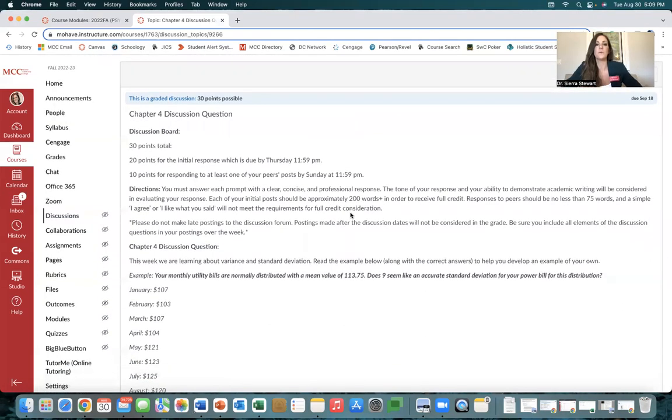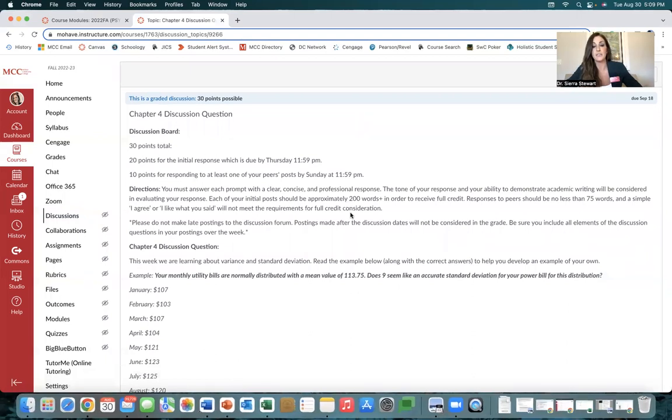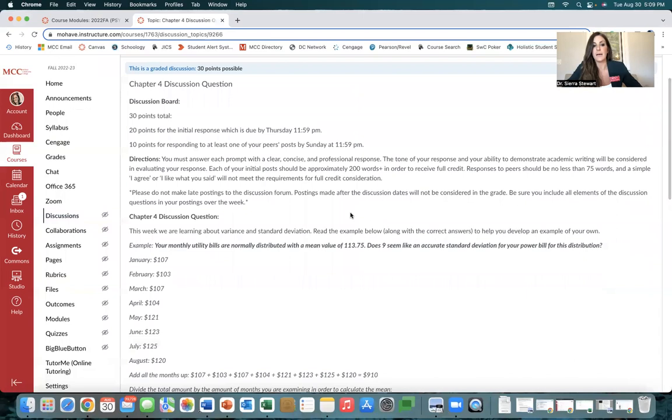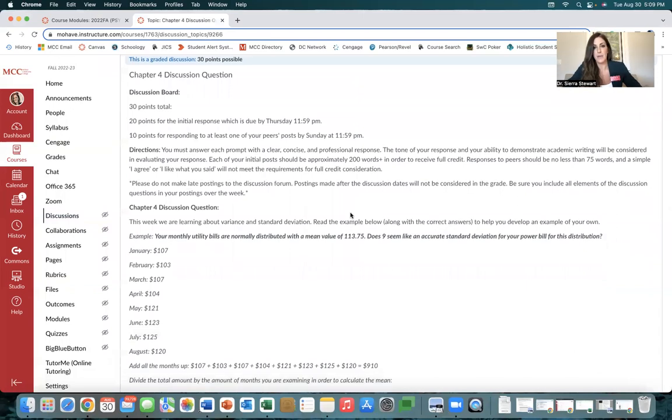Okay, so to kind of have this idea of standard deviation to see if maybe some of your bills or your payments are normally distributed, I'll give you an example of this. Okay, so you don't need an APA reference for this. This is you going out and finding this information, and this can be really with anything that you want.